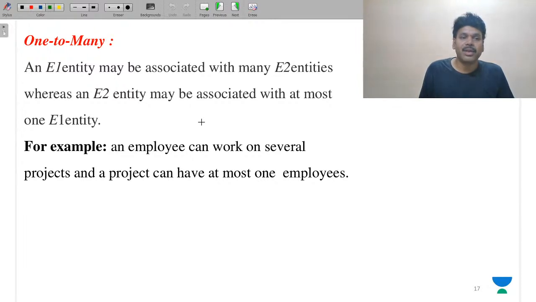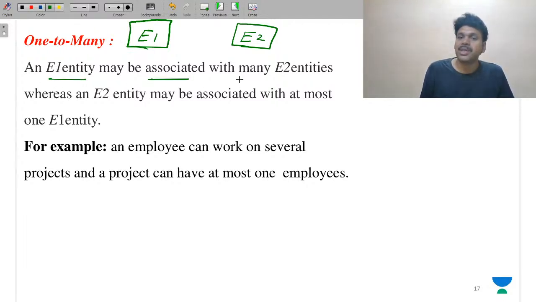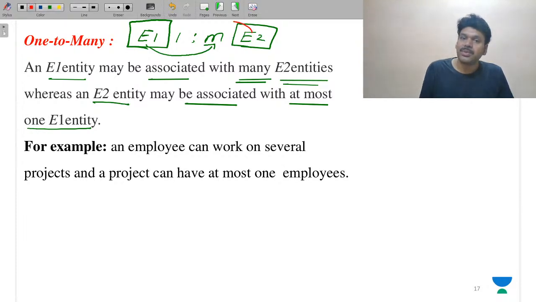Please observe carefully. What is the idea? Let us say there are two entities. Entity 1, it's nothing but a table only, and Entity 2. An E1 entity may be associated with many E2 entities. That's the meaning of one is to many. An E1 entity can be associated with many entities of E2. But in reverse, an E2 entity may be associated at max with one entity. So E2 is maximum 1. Look at the other side: E1 maximum M.